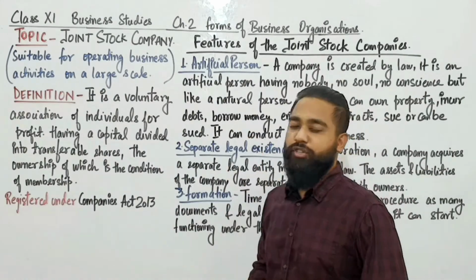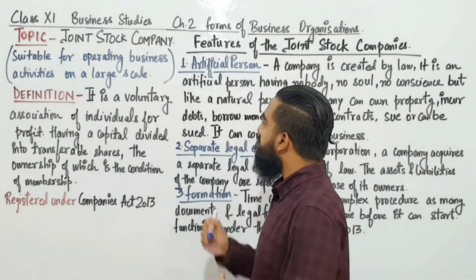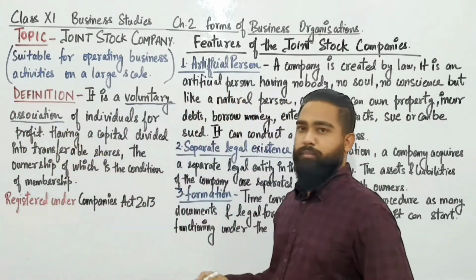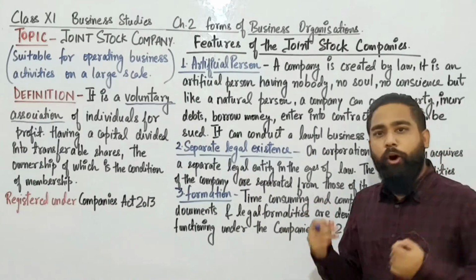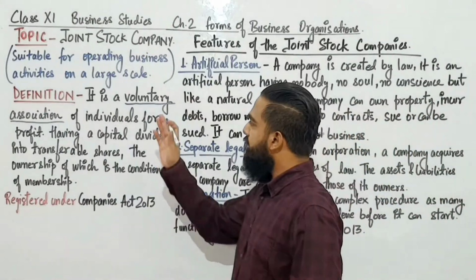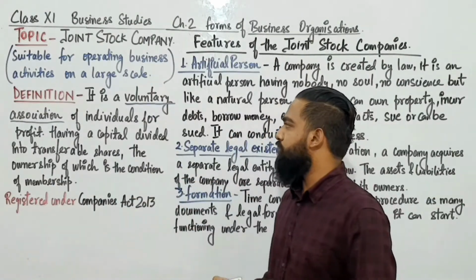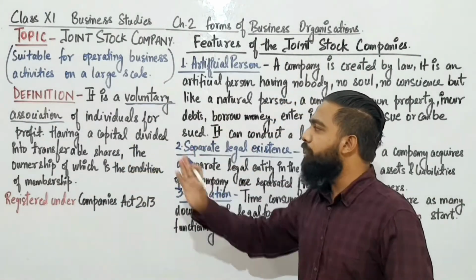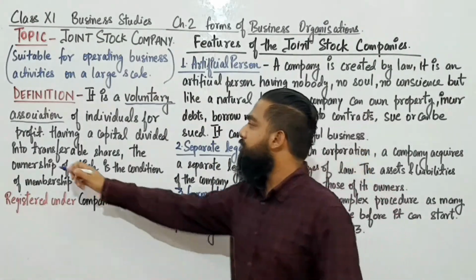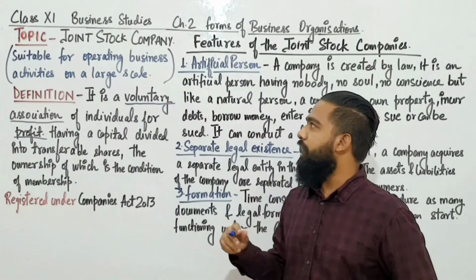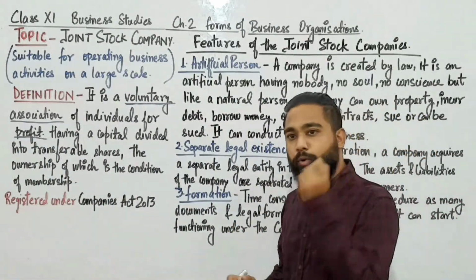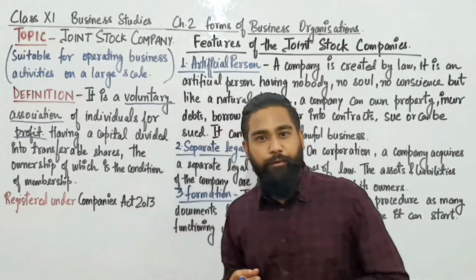Now, the definition. It is a voluntary organization in which the people join according to their will. If they are eager to join, if they are willing to join, they can join the association. Fine. So it is a voluntary association of individuals for profit. They join these organizations for profit purposes. The only motive is profit.